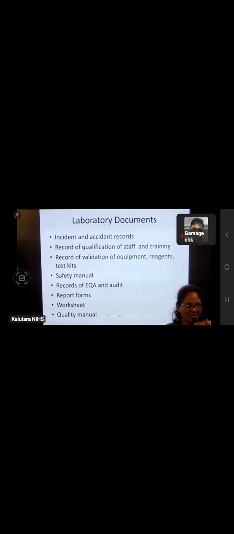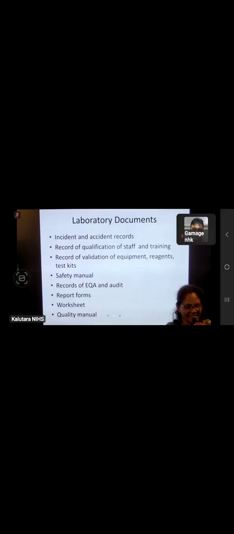Record of validation of equipment, reagent and test kits. I told you when you receive new test kits, equipment and reagent, you have to validate it and record it, and you have to maintain these records. These are documents. Safety manual. There should be a safety manual in your laboratory. Record of EQA and audit.